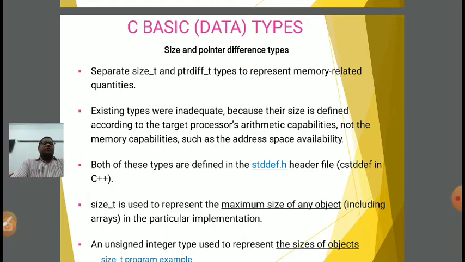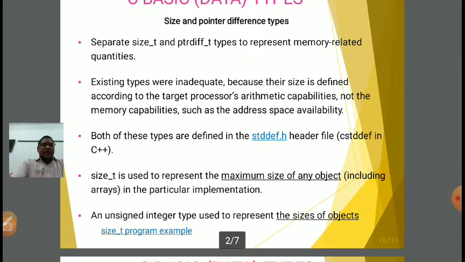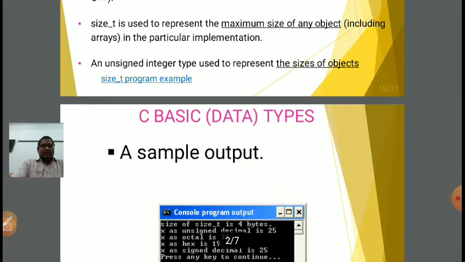Next, the size_t data type is used to represent the maximum size of any object. It means if you want to know the maximum size of any object, including an array, then we need to use the size_t data type. It is used in a particular implementation. It is an unsigned integer type used to represent the size of an object. Some programming examples are also listed below.